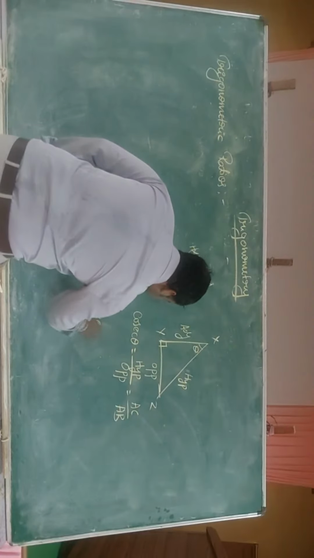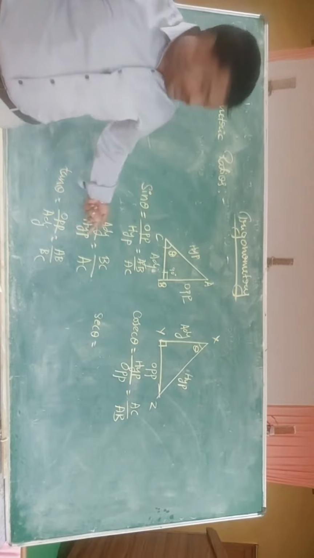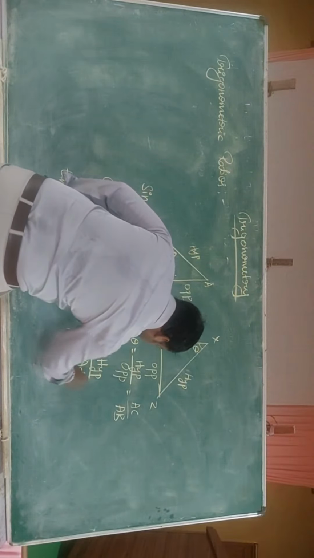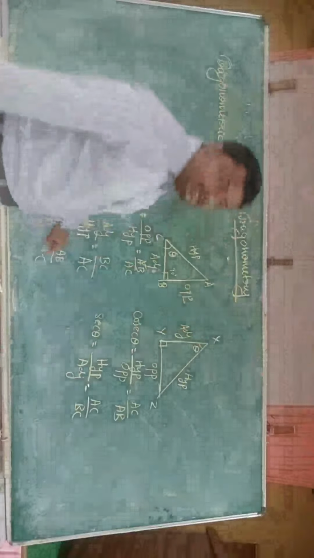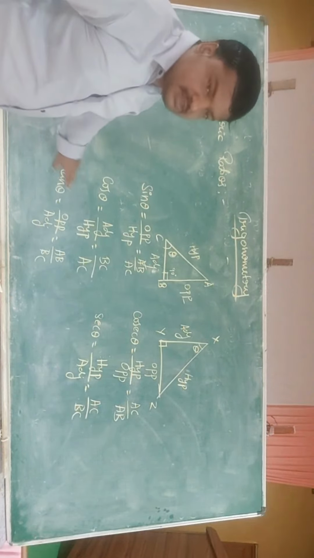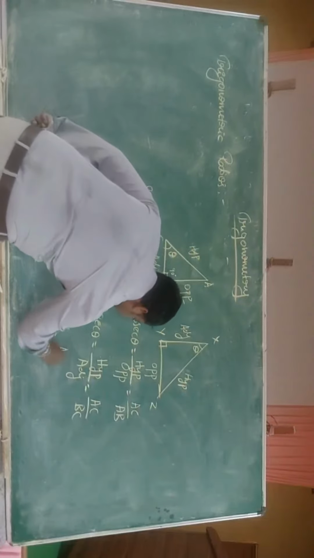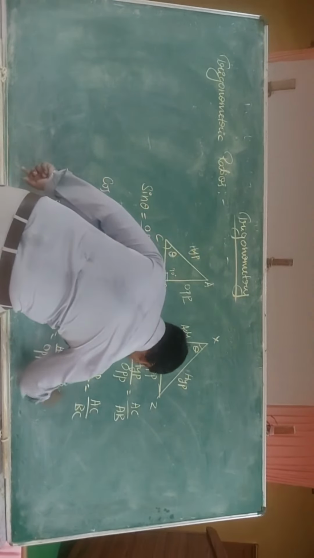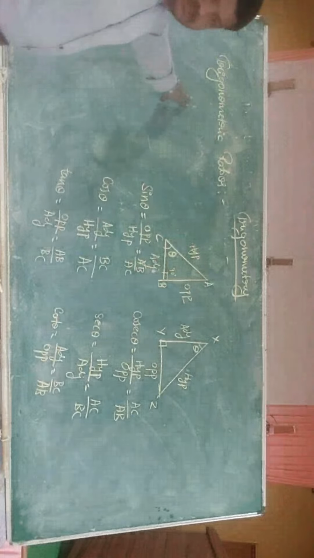Similarly, sec theta is just the reciprocal of this. Numerator becomes denominator and denominator becomes numerator. So hypotenuse upon adjacent is equal to AC upon BC. Similarly, the reciprocal of tan is cot. So cot theta is equal to adjacent upon opposite, which is BC upon AB. So these are the trigonometric ratios. Understood? Note.